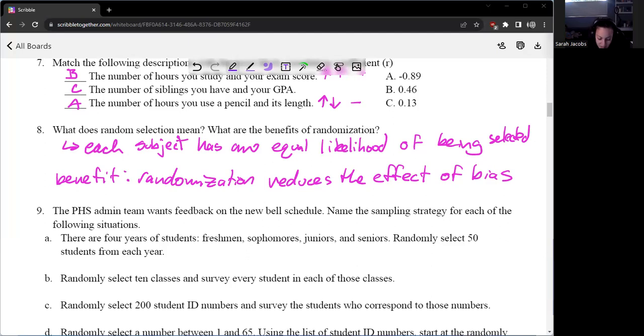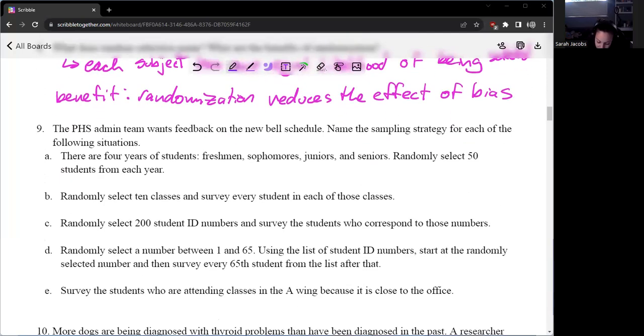Okay. Up next, the PHS admin team wants feedback on the new Bell schedule. Name the sampling strategy for each of the following situations. So first, there are 4 years of students, freshmen, sophomores, juniors, and seniors. Randomly select 50 students from each year. So from each year, and we're getting the same amount of students from each year. This is a stratified random sample, and the strata are the classes.